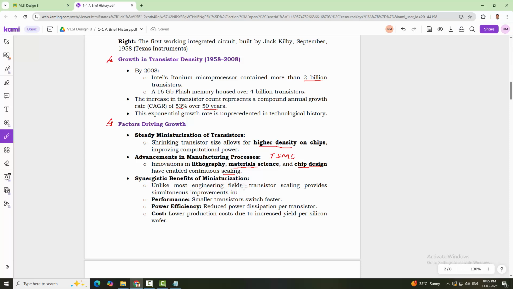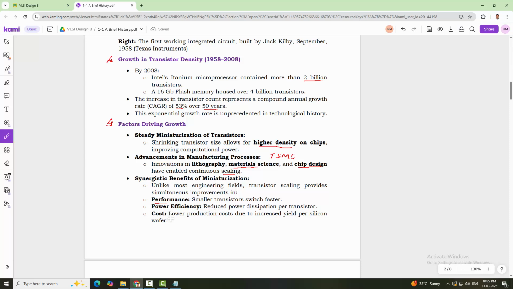Unlike most engineering fields, transistor scaling provides significant improvements in the following parameters. First, the performance of a transistor: when we scale the transistor, smaller transistors switch faster compared to a transistor of bigger dimension. The next is power efficiency. The transistors which are scaled will have a reduced power dissipation per transistor as compared to the non-scaled transistor.